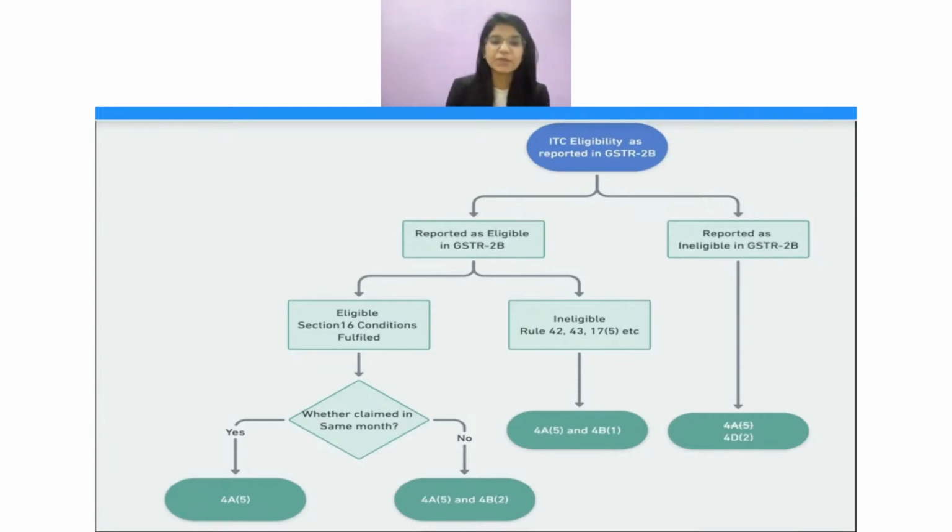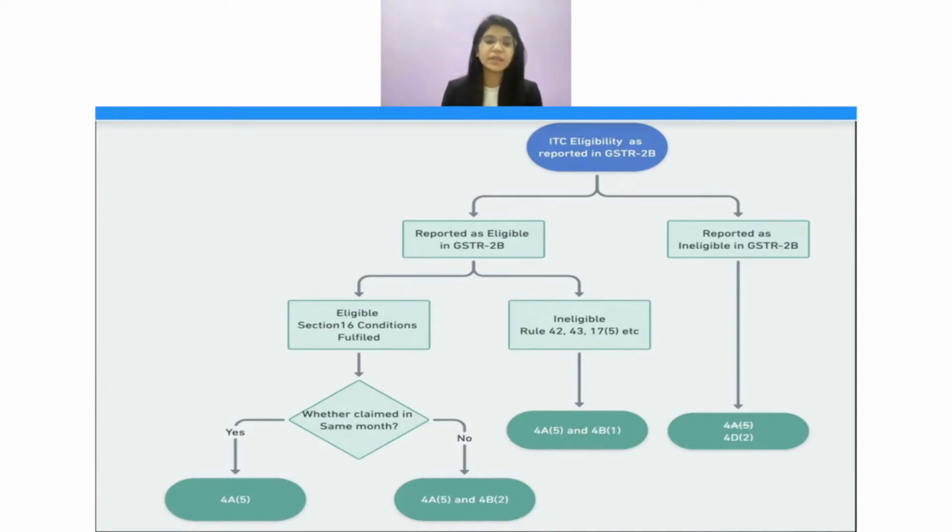If something is eligible in 2B, then you have to first take out whatever is ineligible ITC as per rule number 42, 43, 17(5) and all, and then report that under 4A5 and 4B1. And if there's some eligible ITC where the section 16 conditions are fulfilled, but let's say you can claim in the same month or you can't claim in the same month.